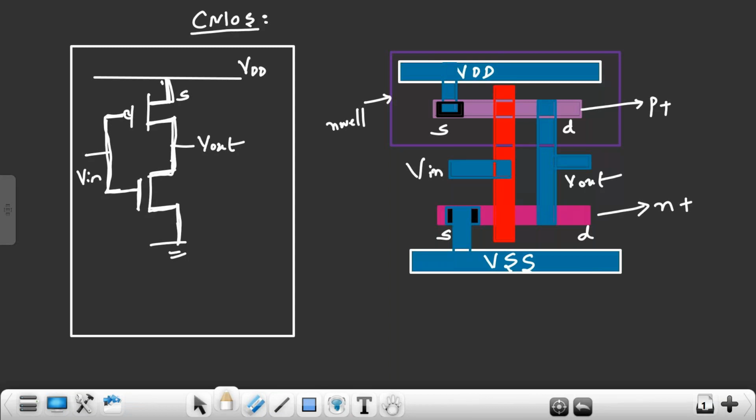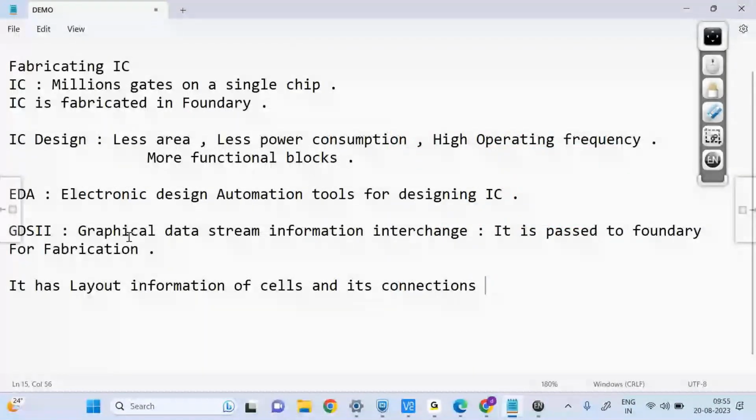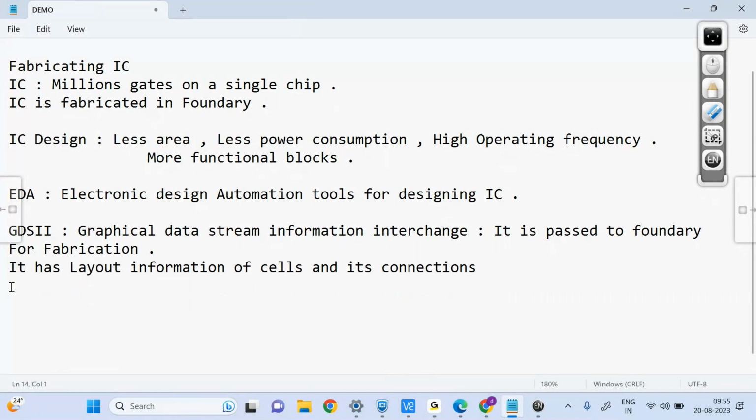So this information your foundry can understand. This information is present in your GDS tool. Your GDS tool has layout information, and only this information your foundry can understand. So ultimately, we have to give this file to the foundry. You do whatever you want in between. Your circuit, you make it as a GDS2 file and give it to the foundry. They will fabricate the IC for you. That is the ultimate role of all the electronic design automation engineers. We will work on this domain only.